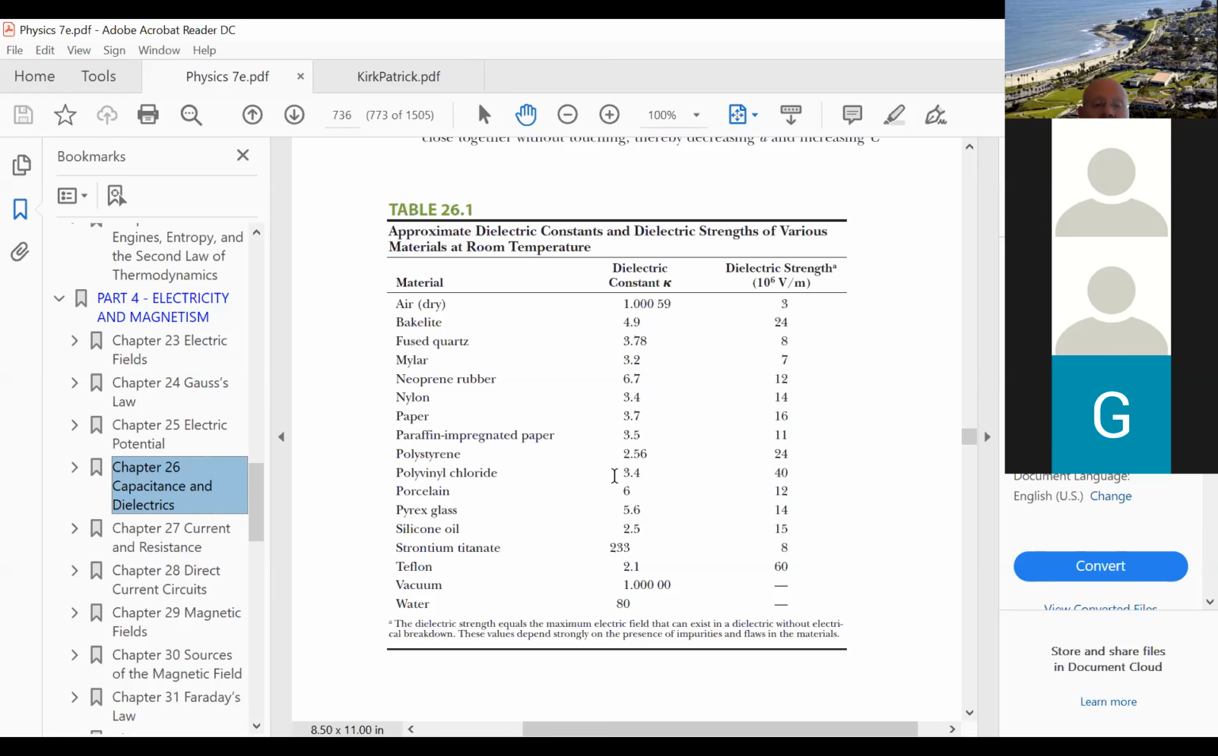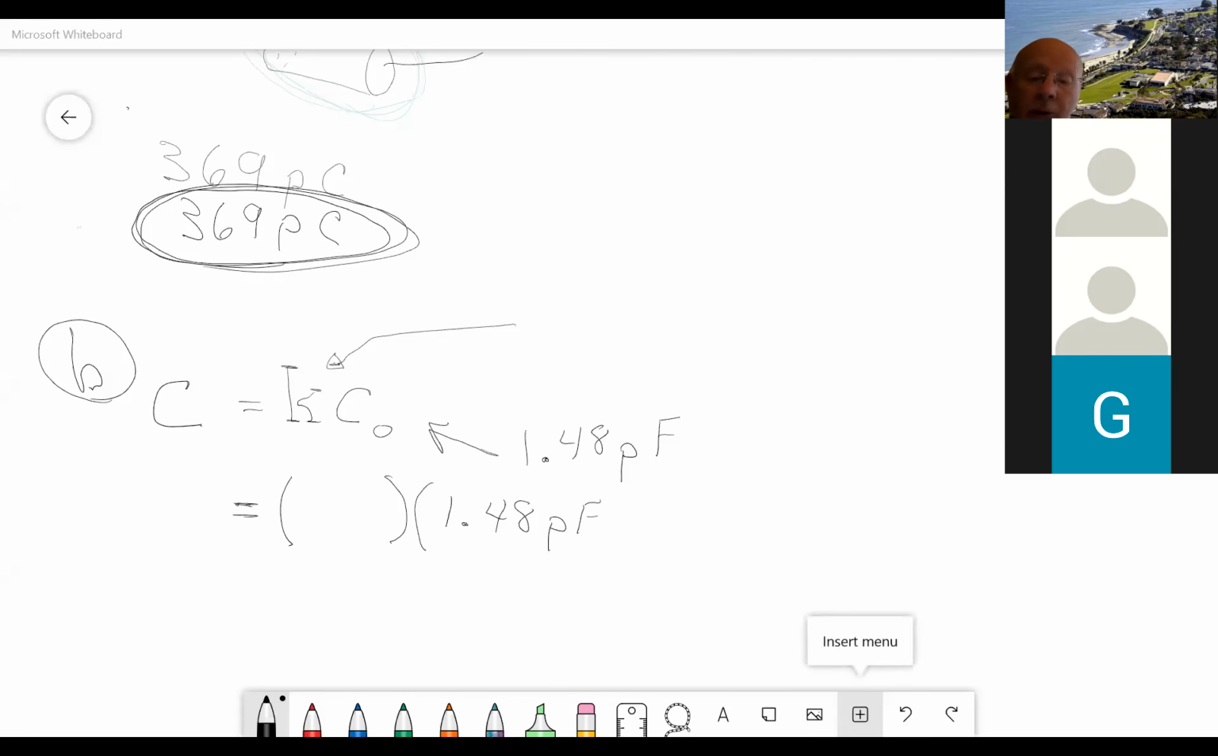I'm still not sure which kind of plastic we're using in the lab. But anyways, let's get to water. Do I see water on here? Here we go, water. Pure water is a factor of 80. And so keeping that in mind, I'll stop sharing that and go back to my whiteboard. What I need to do is put in a factor of 80. So the capacitance is going to go up by 80 times.